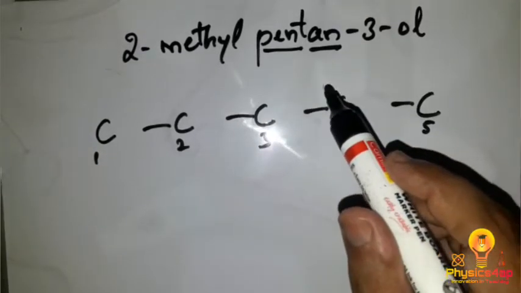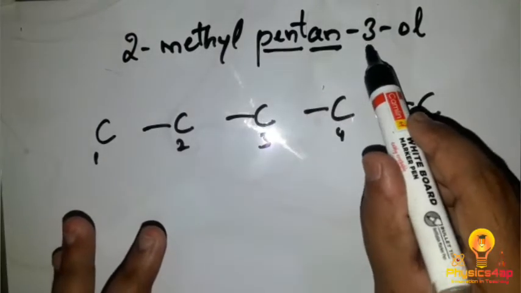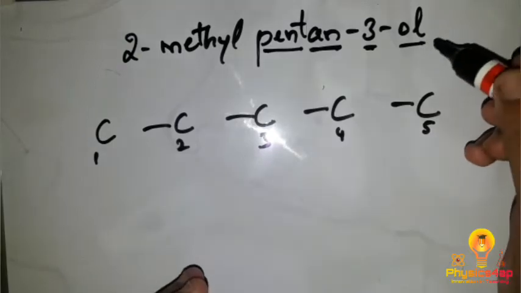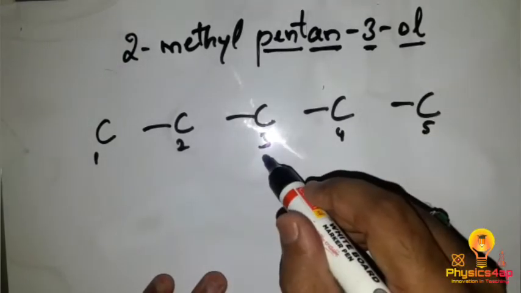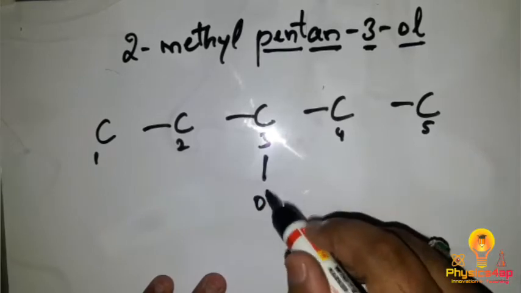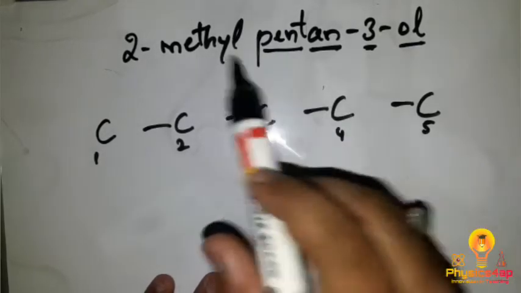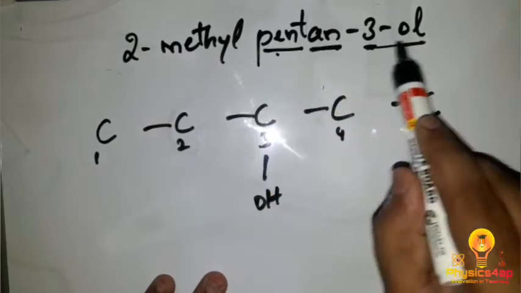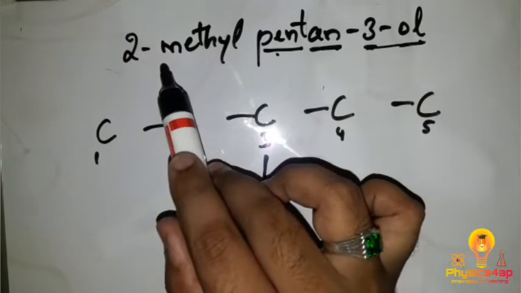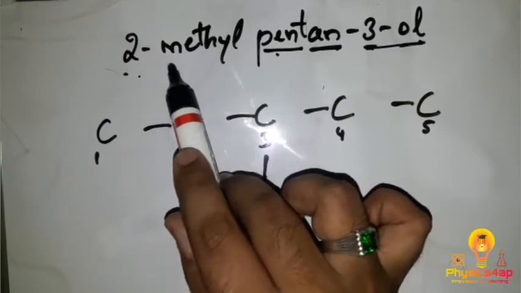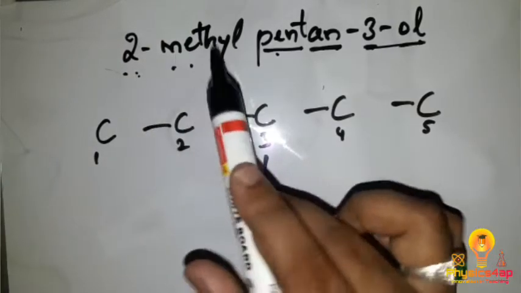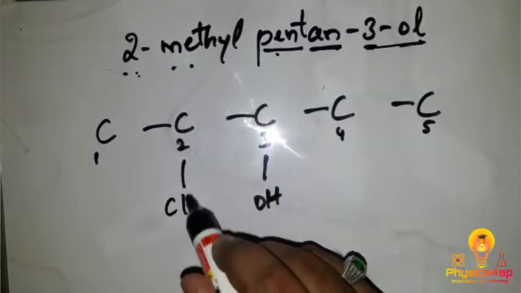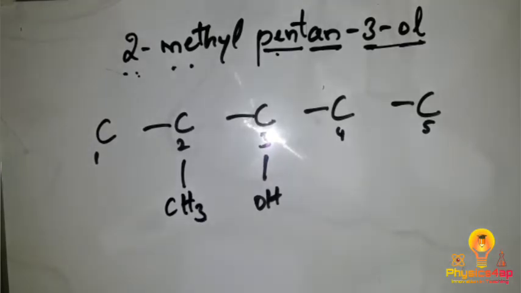And next, at the third position we have ol. Ol represents alcohol, that is OH. So that means at the third position we have to draw OH. And after completion of the root word, next the type of bond, next the suffix, then we go for the prefix. So the prefix is 2-methyl. That means in the second position we have to write the methyl. Methyl is CH3.